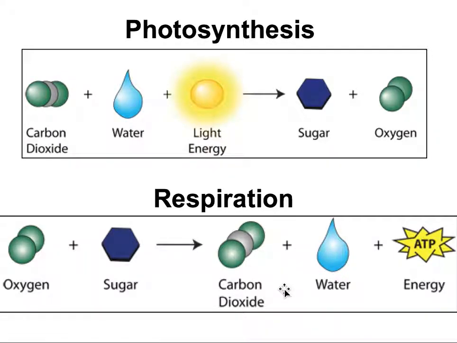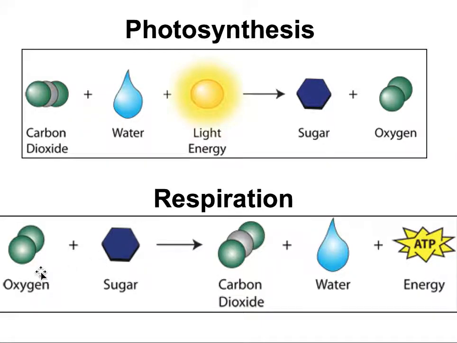So here are the two equations we'll take a look at in this chapter. The first is photosynthesis. And just like I mentioned earlier, plants take in carbon dioxide and water, use energy from the sun, and they produce sugar and oxygen. If you take a look at respiration, you're going to compare it to photosynthesis and notice that respiration is really pretty similar to photosynthesis backwards.